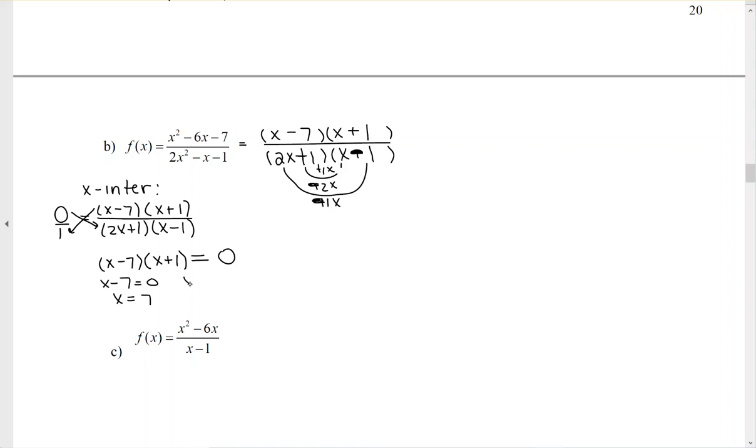So this one has 2 x-intercepts. Subtract 1, and I get x equals -1 or x equals 7. So those coordinates are 7, 0, and -1, 0.